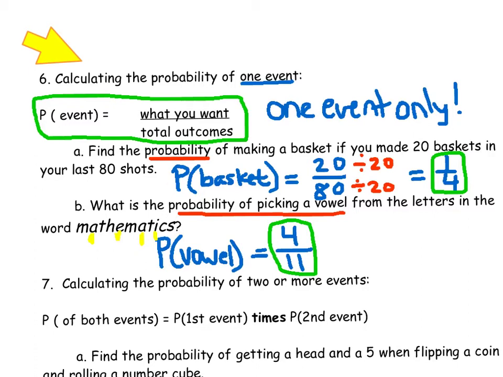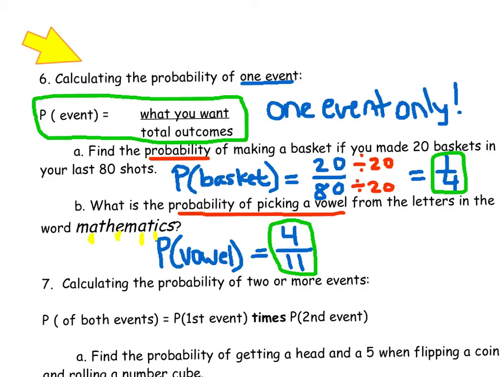So the probability of me making a basket based on this information would be 20 because I made 20 baskets over 80 because I shot 80 times. And so then just reduce the fraction. So I would divide both the numerator and denominator by 20. So the probability of me making a basket is 1 out of 4, or 1/4.